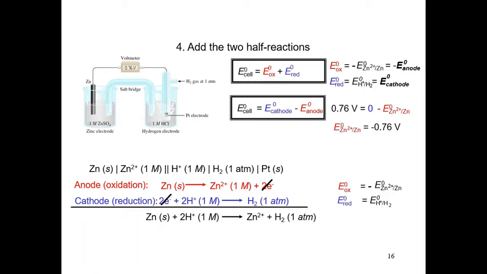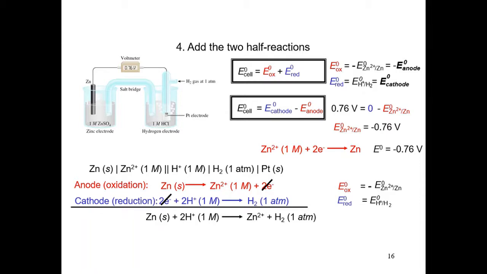In other words, once we solve the equation, we get that the standard reduction potential for zinc is minus 0.76 volts. In other words, the standard reduction potential for this equation, the conversion of zinc ions to zinc, is negative 0.76 volts. That's how we arrived at that value for zinc of minus 0.76.